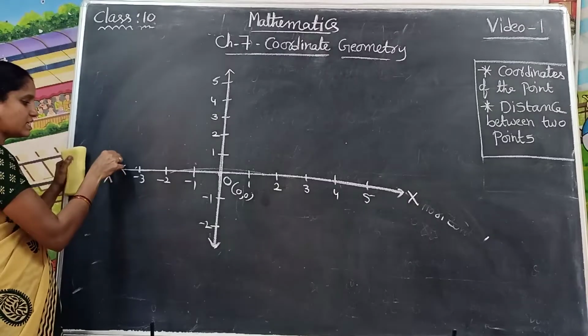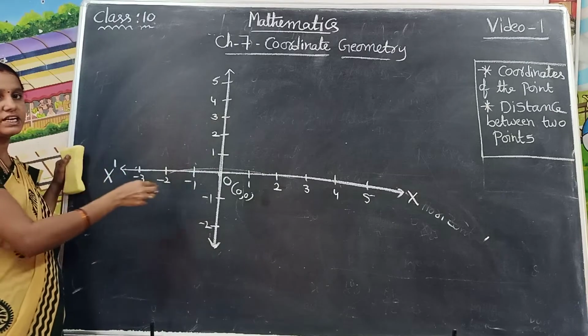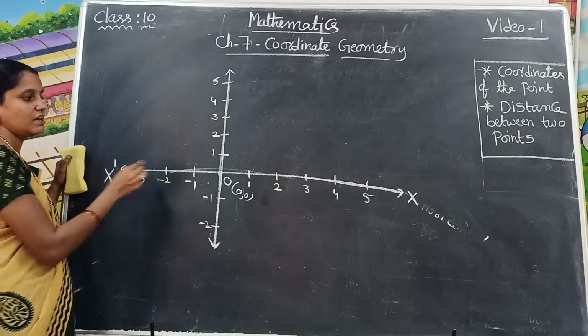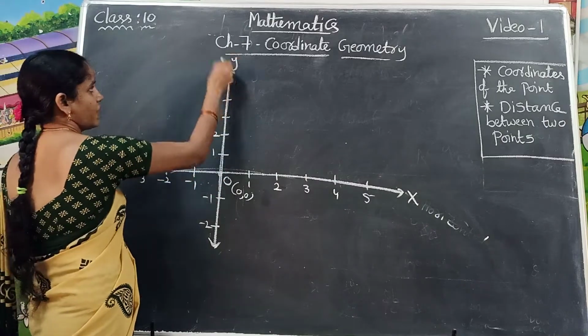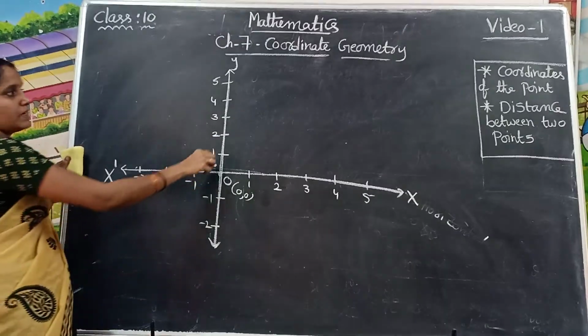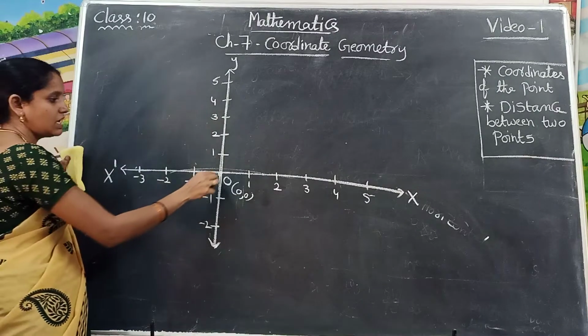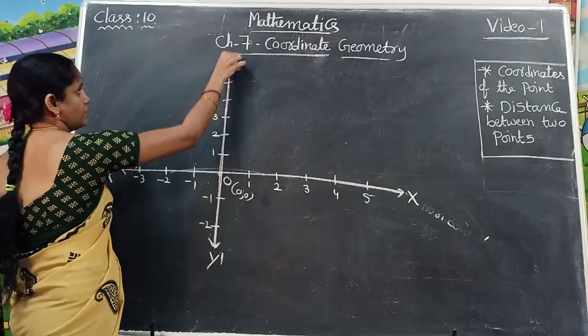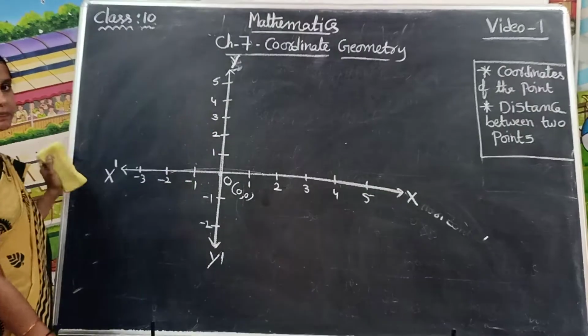And this is left side of 0. This is x dash. X dash means will represent negative numbers on the number line. And here origin above, this is y. So we will represent positive numbers. And down of 0 it is y dash. So here negative numbers will be there.